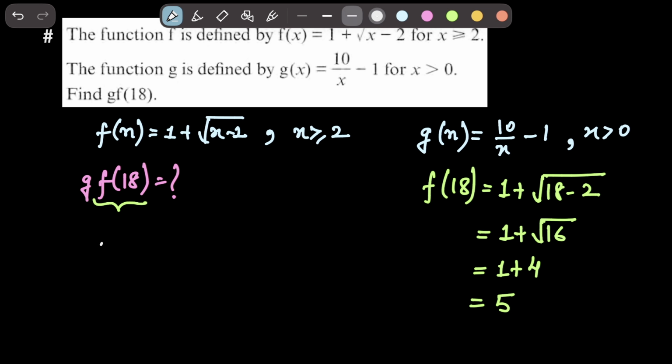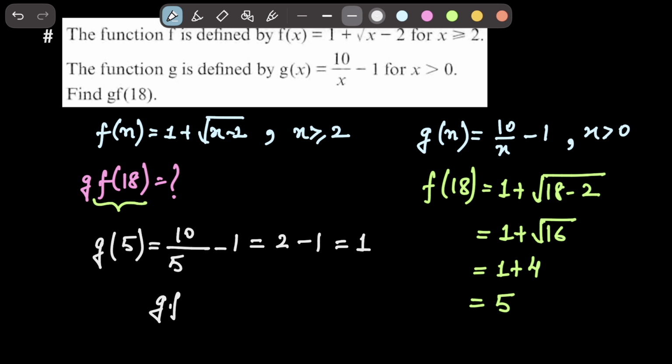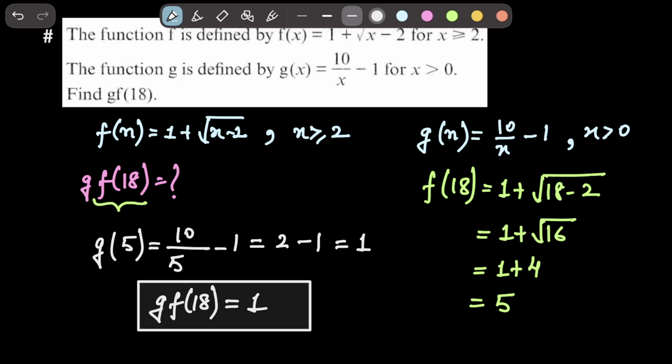This is going to become g of 5 now, and this is to be calculated. So in the function, I will substitute 5 in place of x, minus 1 will remain as it is. When I solve 10 by 5, I will get 2 minus 1, that is 1. So we can say that g of f of 18 gives 1 as the final answer for the given question.